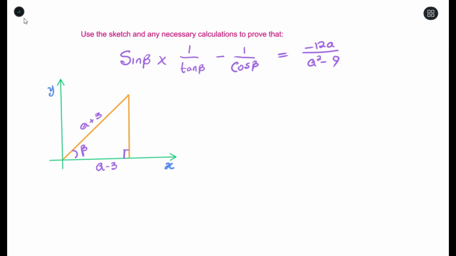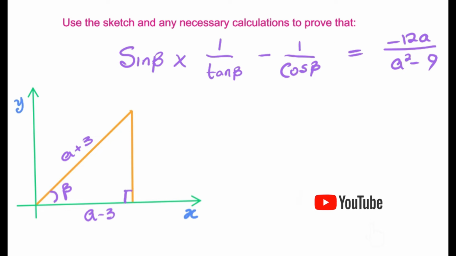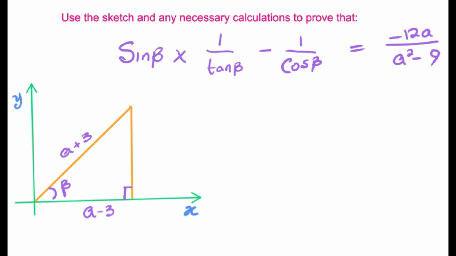So we have this question over here. This question says, use the sketch and any necessary calculation to prove that sine beta times 1 over tan beta minus 1 over cos beta is equal to negative 12a over a squared minus 9.